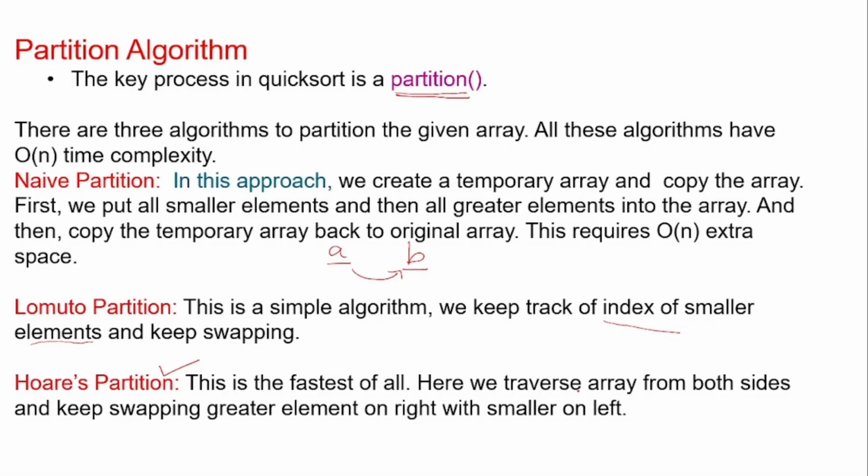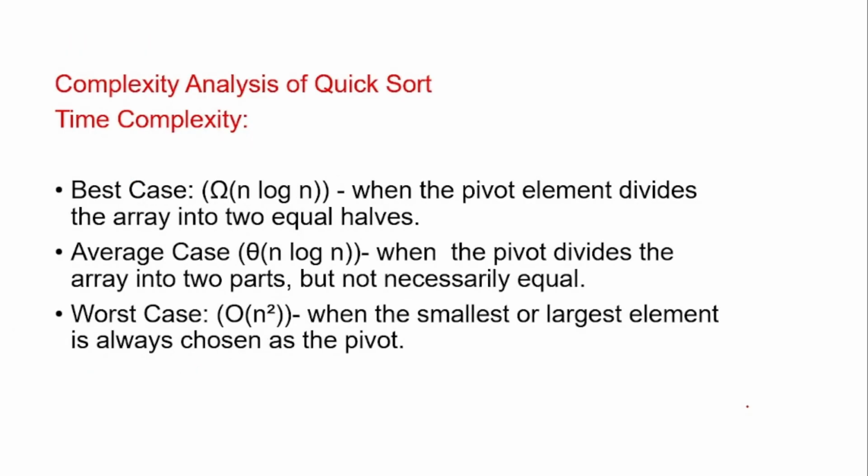Here we traverse the array from both sides. So if you consider this is an array, you will traverse from front to end and also from end to front. So in both directions you will check the numbers with the pivot element, and keep swapping when there is a greater element on the left and a smaller element on the right. So this is Hoare partition.